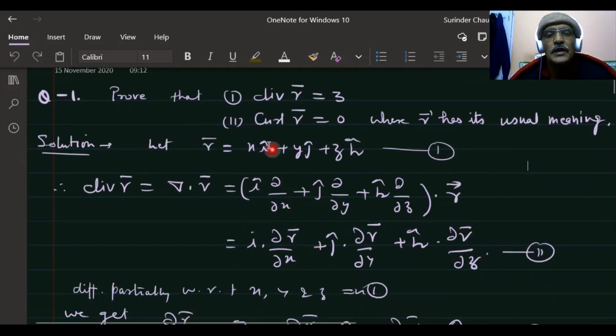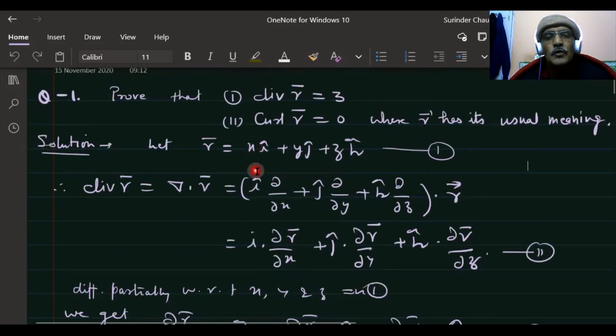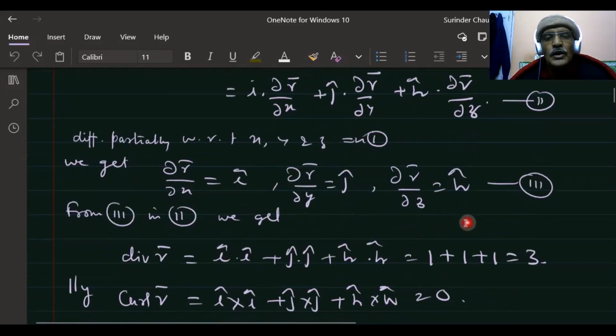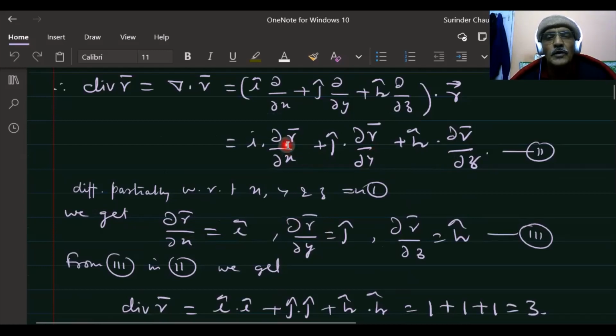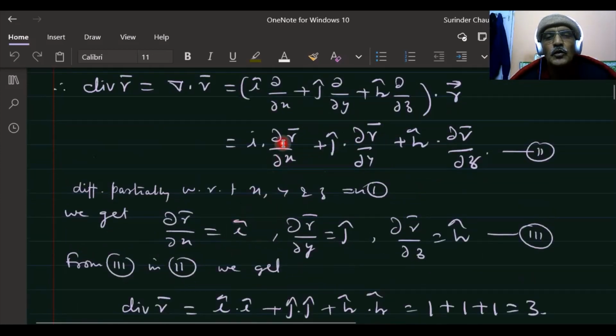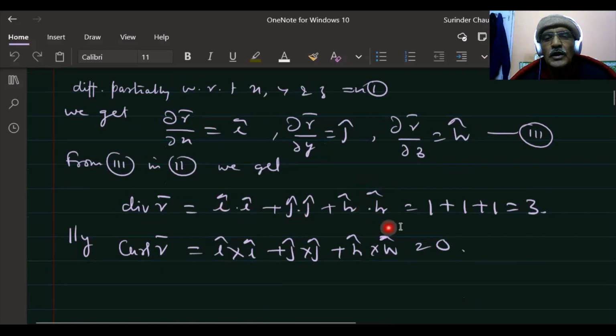If we differentiate r with respect to x, y and z, we get ∂r/∂x equal to i, similarly ∂r/∂y is equal to j, and ∂r/∂z is equal to k. Now substituting these values in the equation, we get divergence of r equal to del dot r, that is i dot i plus j dot j plus k dot k, which is equal to 1 plus 1 plus 1, which is 3.